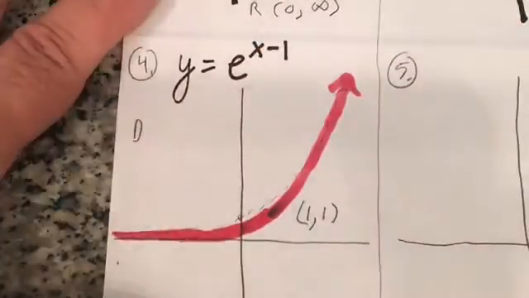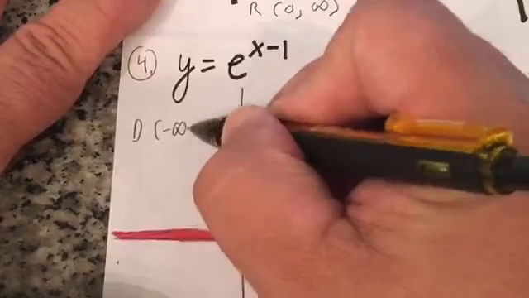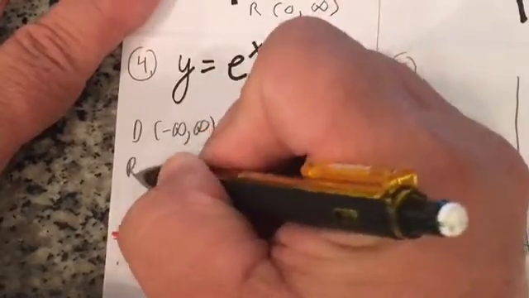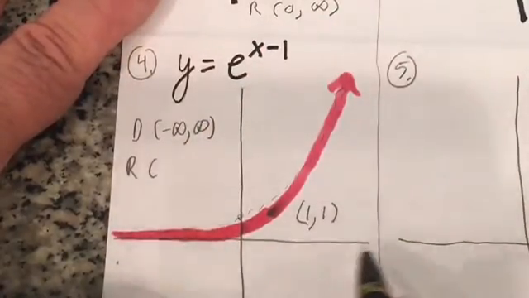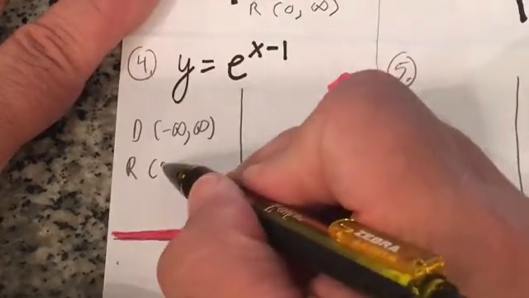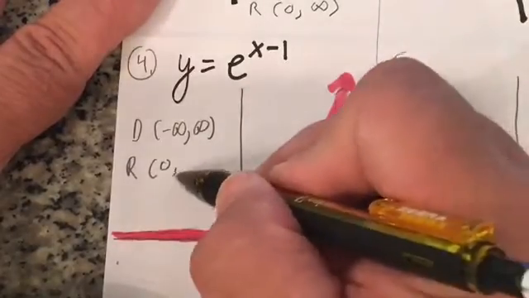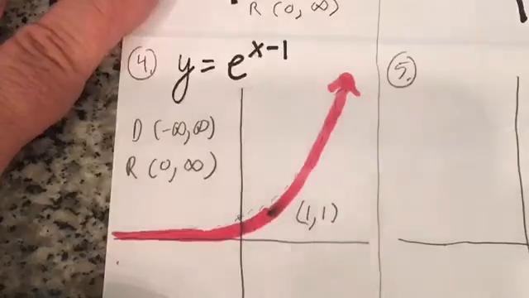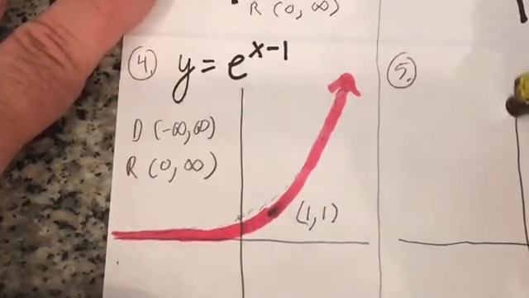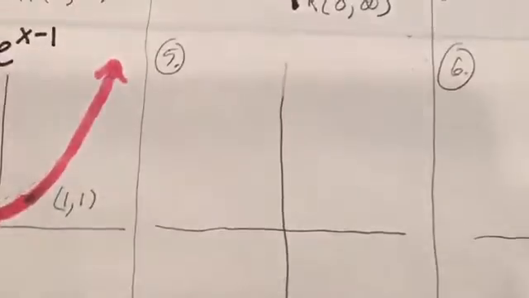The domain and range for that. The domain is going to be negative infinity to positive infinity. The range is going to be from y equals 0, the lowest y value is close to 0 but not really at 0, to positive infinity. The next graph.